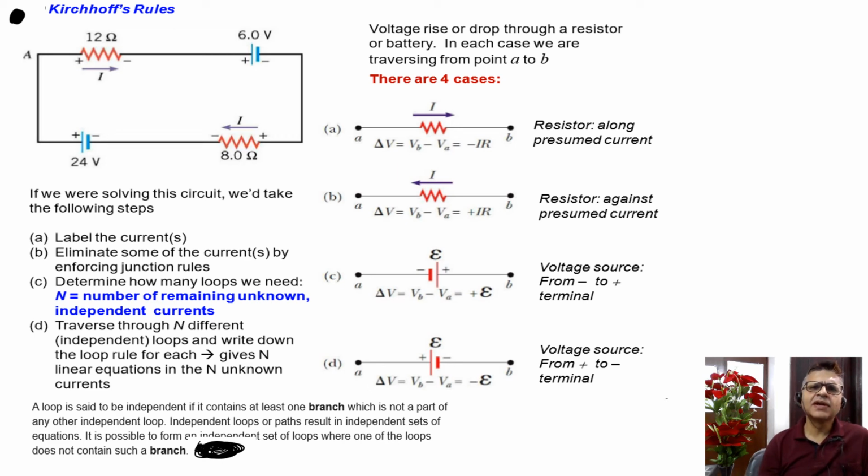And then once you've decided on the loops, you have to go around the loop to apply KVL. I will talk about the application of Kirchoff's voltage law in a loop in my next video. But for now, your strategy should be to apply Kirchoff's voltage law by selecting the number of currents in the branches to be minimum, and then the number of loops you select should be equal to the number of independent currents you found.